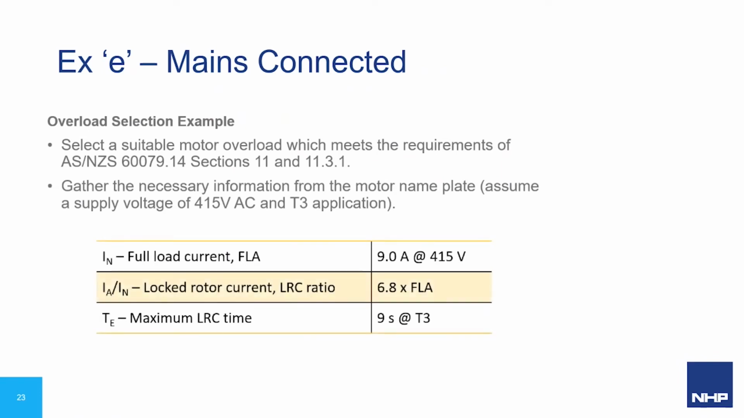Now in this case, we can assume and imagine in this example that the supply voltage to the motor is 415 volts and we have an environment with a T3 temperature class. So if we gather the information from the motor nameplate, we'll need to obtain the following: the full load current, or the IN, then the locked rotor current, or the IA over IN ratio, and then finally we need the TE value, or the maximum locked rotor time based on the temperature class T3, on the nameplate.